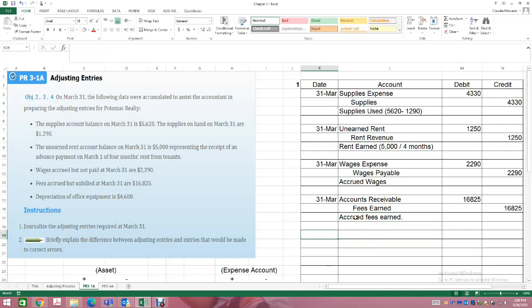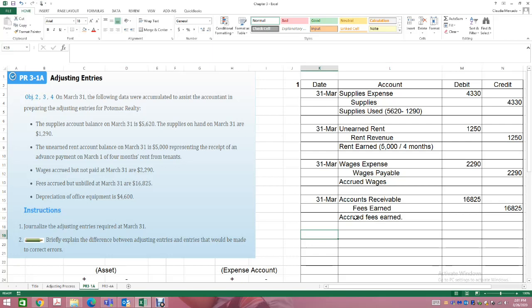The last transaction we have is the depreciation of office equipment. Depreciation just means that the asset loses value because of its use. You're using something up, so it's depreciating. It's losing value. They're giving you the amount of the depreciation for the office equipment of $4,600. Whenever we deal with depreciation, there are two accounts that are affected.